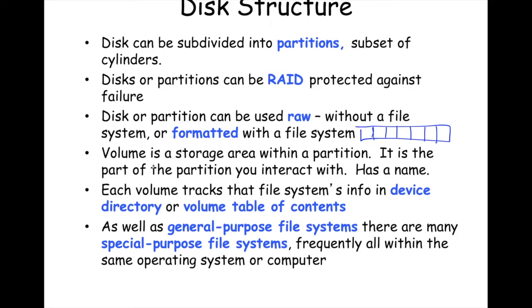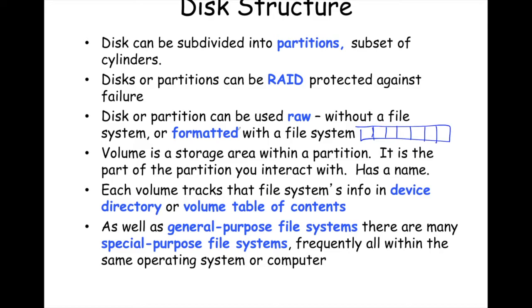A volume is a storage area within a partition. So we have a partition, which is a subset of the cylinders, and a volume is one particular area of storage within a partition. The volume is the part of the partition that you actually interact with. And this partition has a name, and it also has a file system.